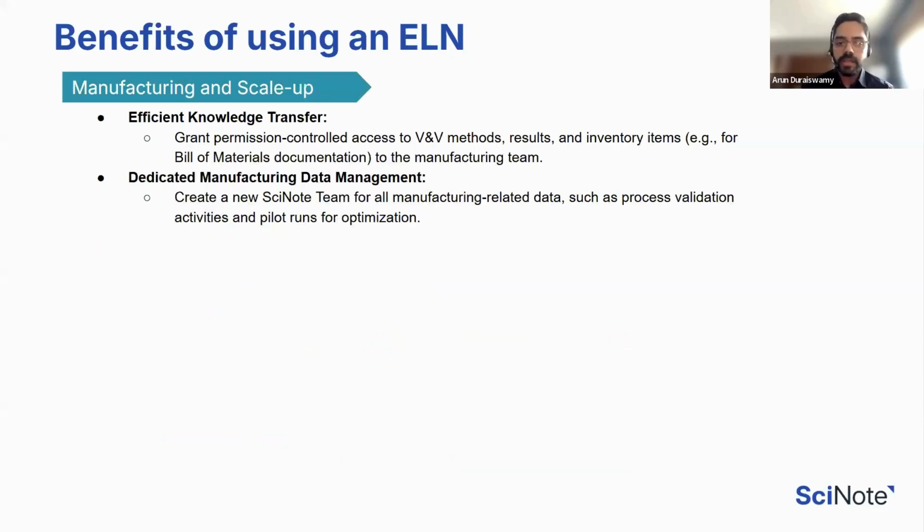And then during the manufacturing and scale-up phase, it's important to have efficient knowledge transfer. So if you'd like, you can grant selective access to your manufacturing team to the V&V data, so that way they can view the different methods that were used, what results were yielded, to help set up that manufacturing process in the beginning. And then once again, you can create a new team in Synode for all of your manufacturing data, whether this is data for process validation or even doing initial pilot runs before you optimize the manufacturing process.